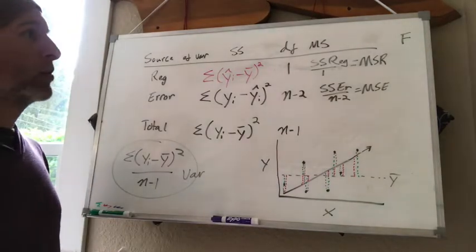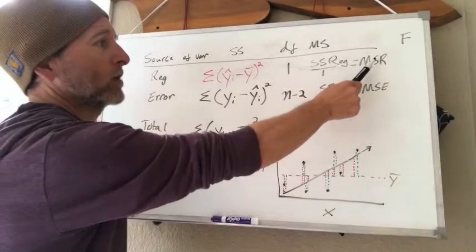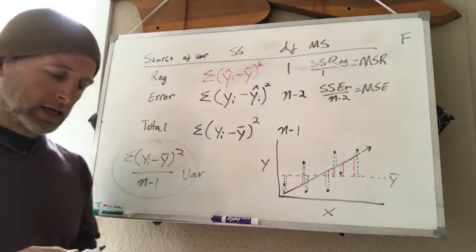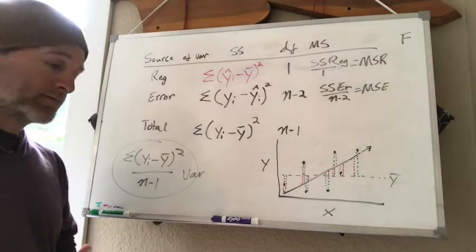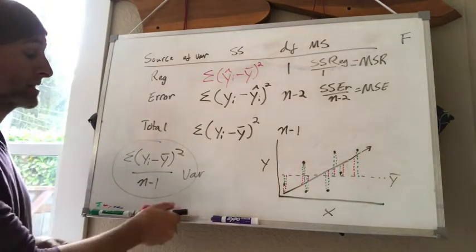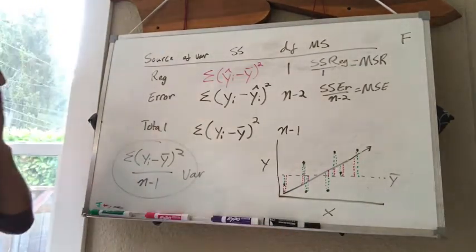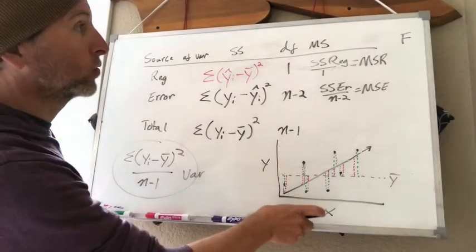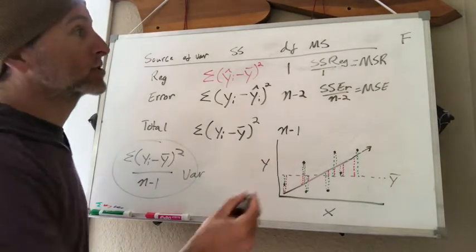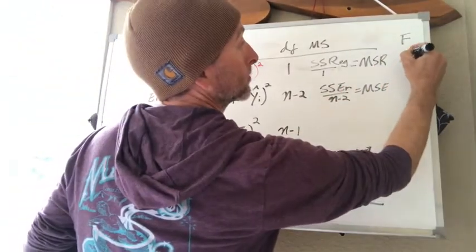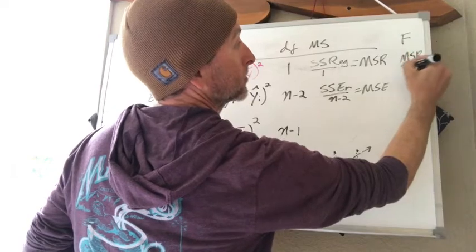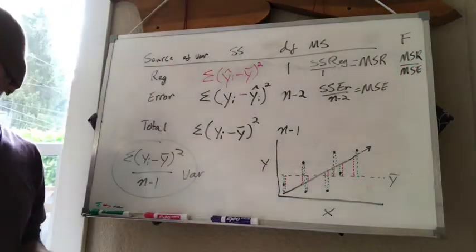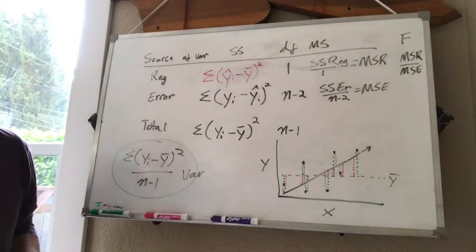So why that's important is that it turns out if you take a ratio of the MS regression to the mean squares error, you can use that to calculate some pretty interesting things. In particular, we can use it to calculate what's called an F-score, and that F-score has a probability associated with it. We can come back to that in just a second.